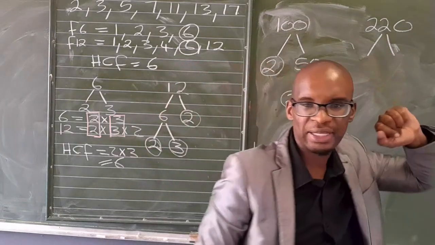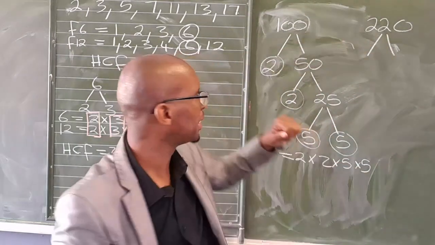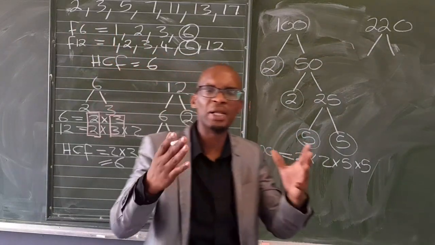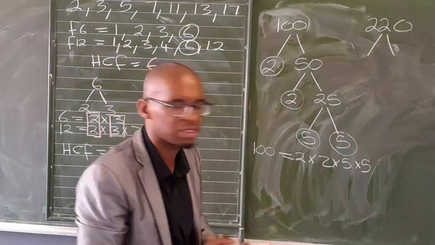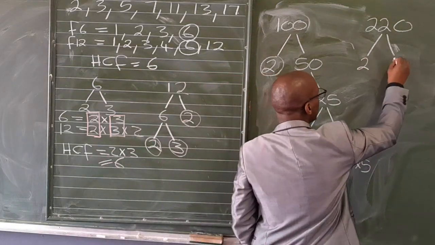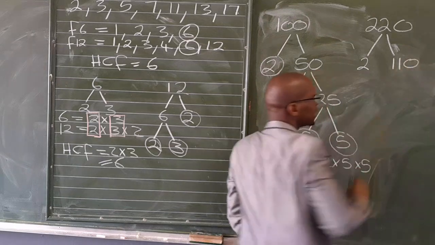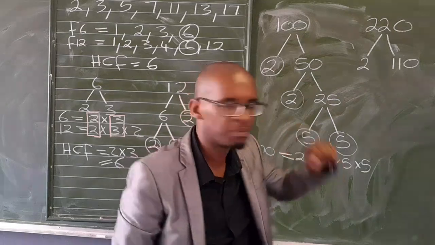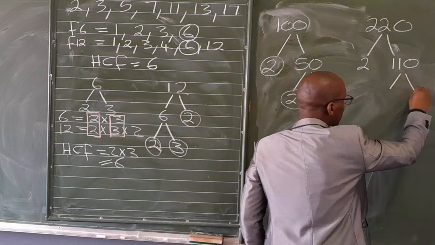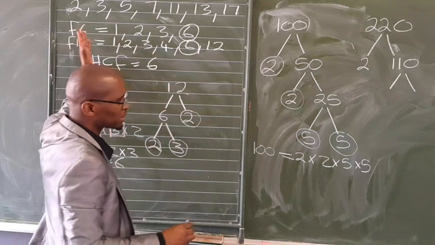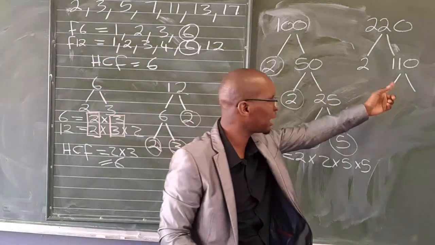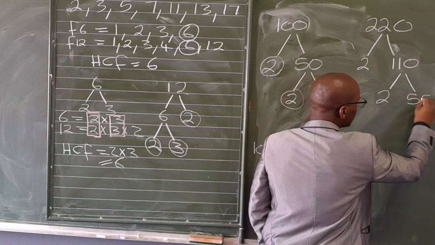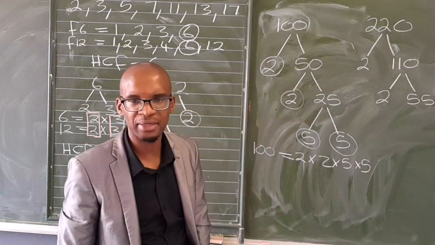Now I need to go and write the number 220 using again my prime numbers. Again, starting with the number 2, I ask myself, 2 multiplied by which number would give me 220? So I can see here it's 2 multiplied by the number 110. 2 is a prime number, but 110 is not a prime number. So now I need to break up 110. Starting again, I ask myself, 2 multiplied by which number will give me 110? And I can see that 2 multiplied by the number 55 will give me 110.